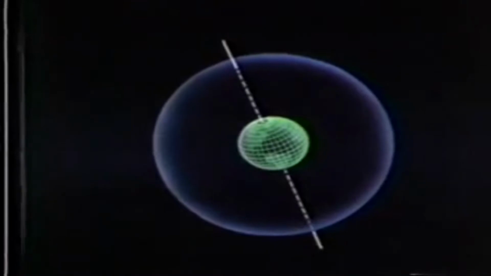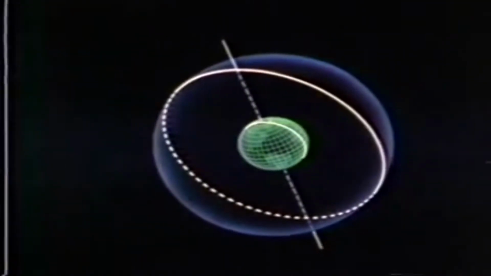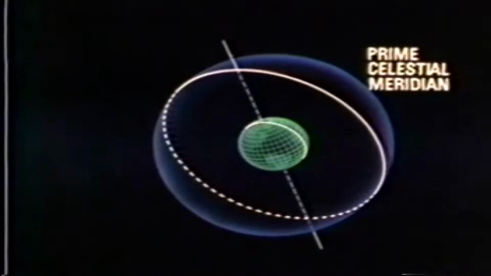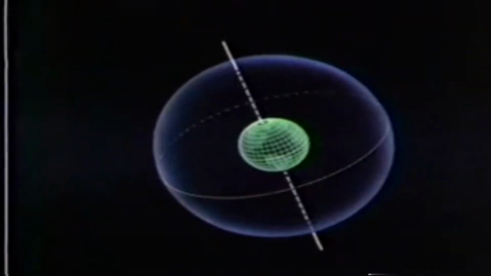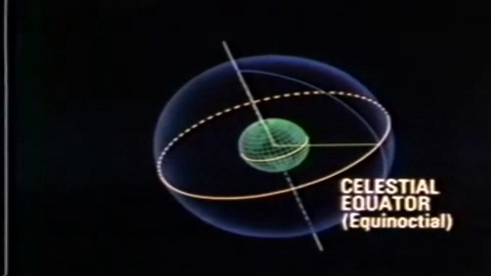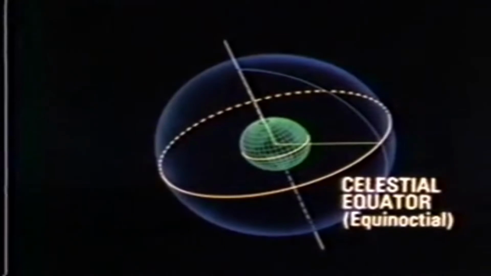For example, the terrestrial Greenwich meridian, or prime meridian, extends out to the celestial sphere to become what is called the celestial meridian of Greenwich, or the prime celestial meridian. The great circle perpendicular to the axis is called the celestial equator, or sometimes the equinoctial. It is an extension of the Earth's equator.